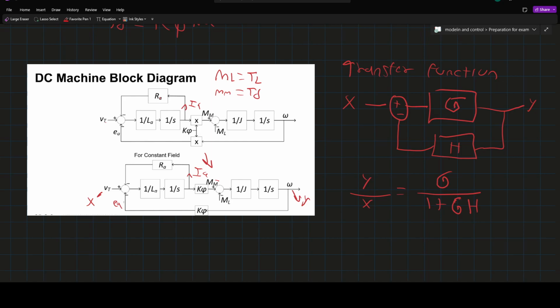So since we only want one input, and ML here is working as an input, we're gonna say that ML is gonna be 0. So once we make this 0, this is just gonna be a line like this.